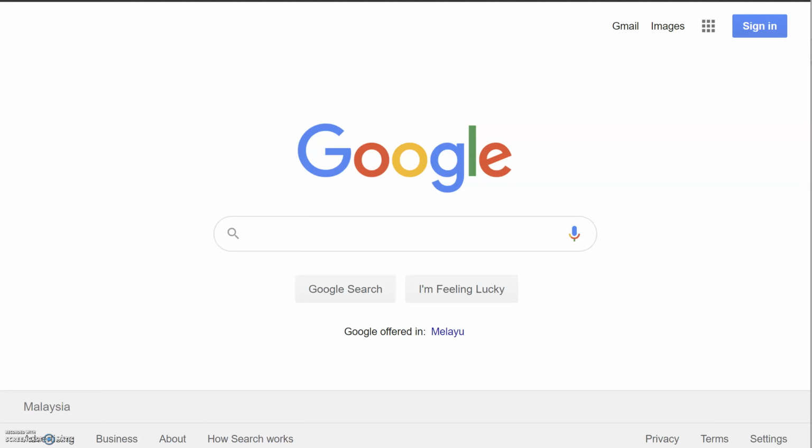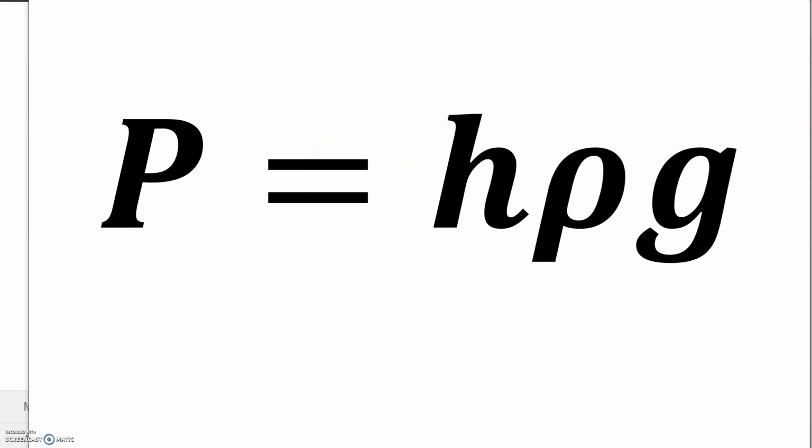Hello everybody, this is Felix and today we're going to learn about pressure in liquids and its relation to depth, density, and gravitational acceleration using the wonderful tool PhET Simulator. But before we dive in, let's have a look at the formula for pressure in liquids.